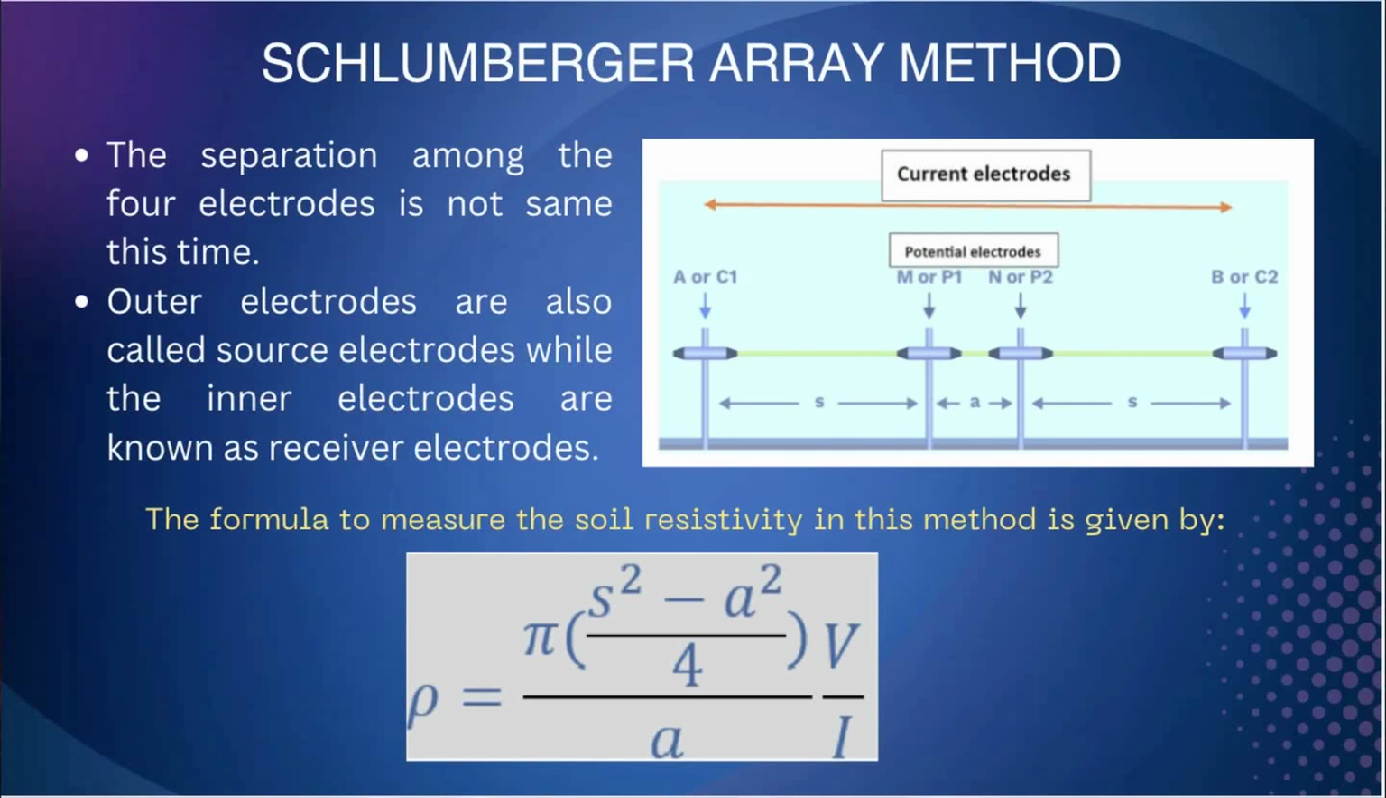Now for comparative purposes, we will quickly go through Schlumberger's array method. In this method, like the previous one, we still have 4 electrodes and the 2 outer electrodes are still carrying current. But the separation among the 4 electrodes this time is not the same. Outer electrodes are also called source electrodes, while the inner electrodes are also known as receiver electrodes. The formula to measure the soil resistivity by this method is shown here in this slide.